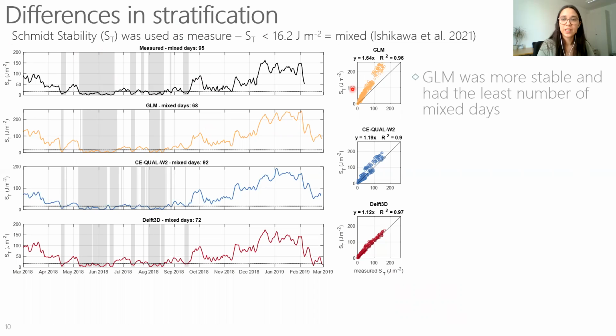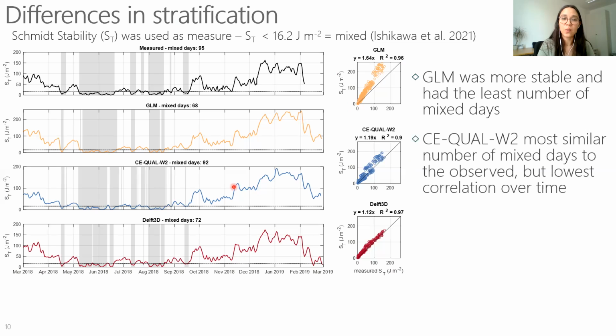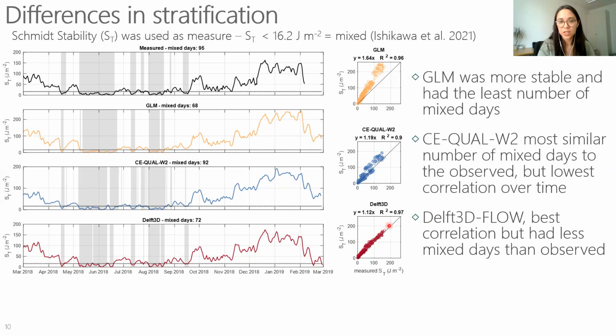So we can see that GLM stratified more than the observations. When we directly compare the Schmidt stability calculated from measurements and from the model, it is overestimating the Schmidt stability by a factor of 1.6, though with a good correlation. Then T-Qual had a closer number of days to the measurements, but it's not really getting it right, although also with a good correlation. And the 3D model had the best correlation, but it has fewer mixed days than observed.